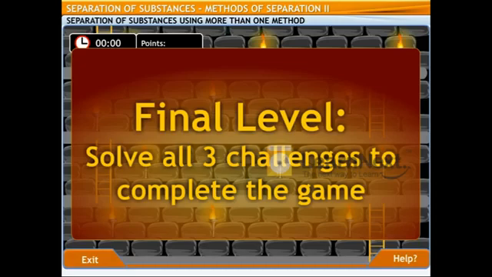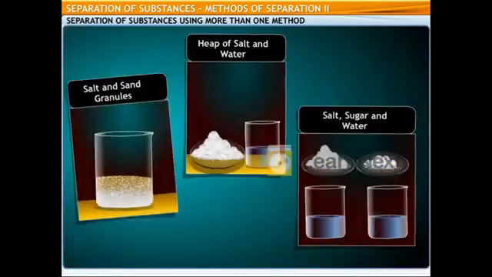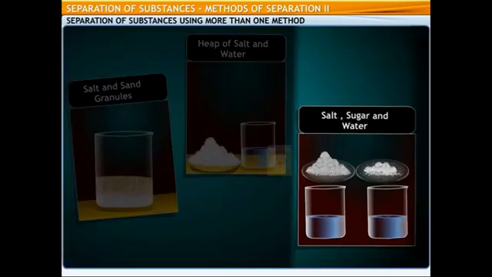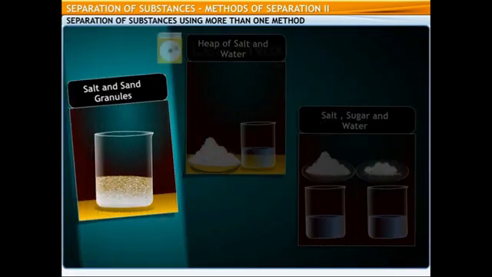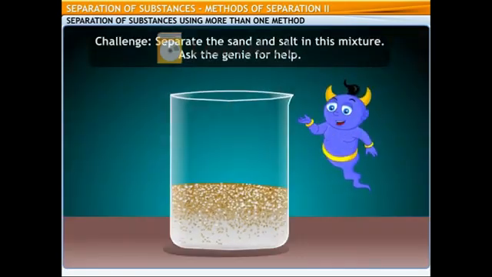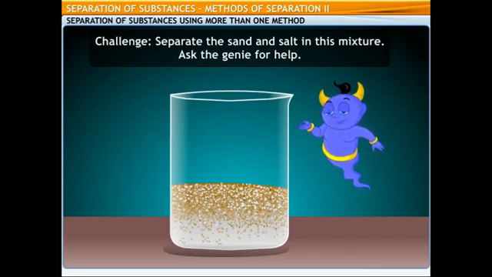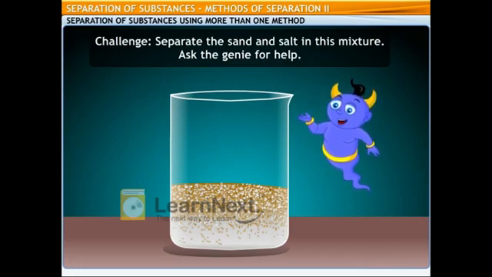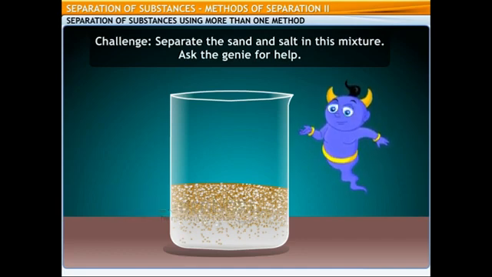This is the final level of the game. Solve each of the challenges to complete the game. Aha! This problem is a little more complicated. It is a mixture of sand and salt, which are both too fine to separate by hand, or by sieving, or even by filtration alone. To solve this problem, you will have to use a combination of methods.